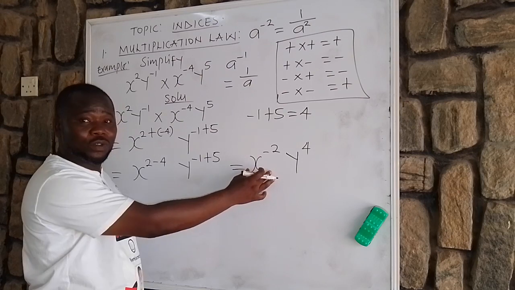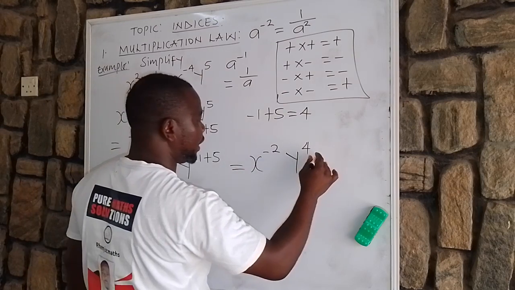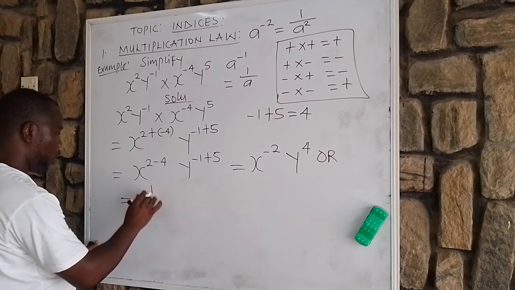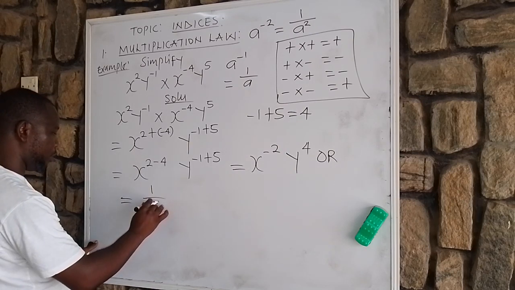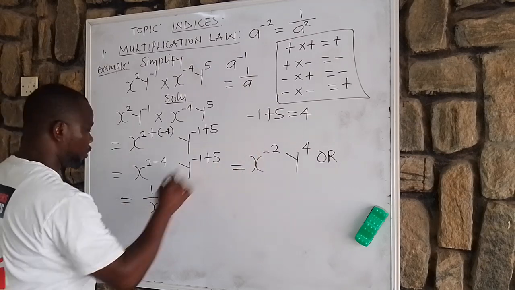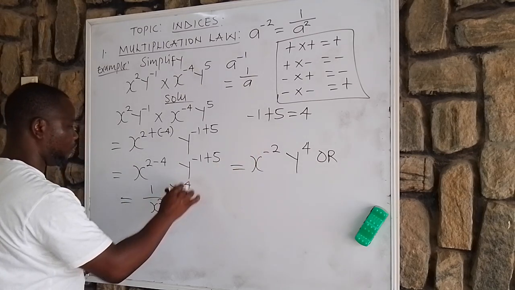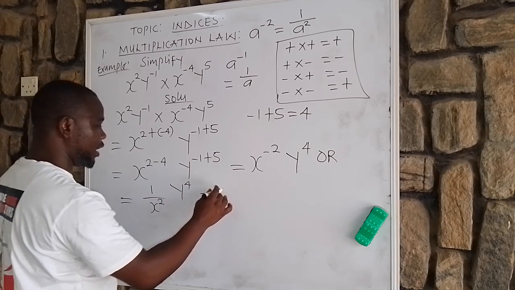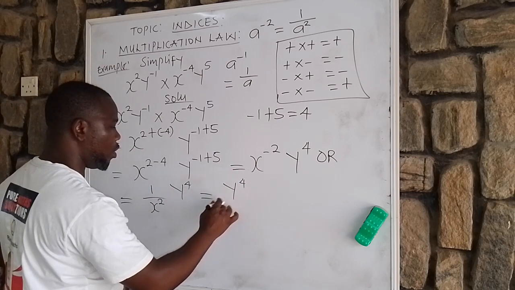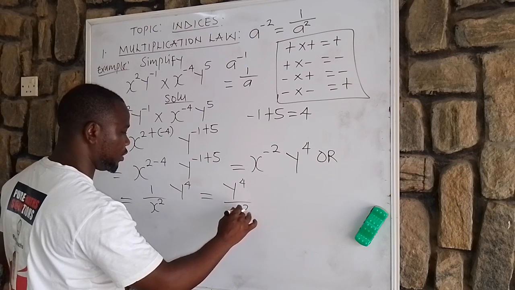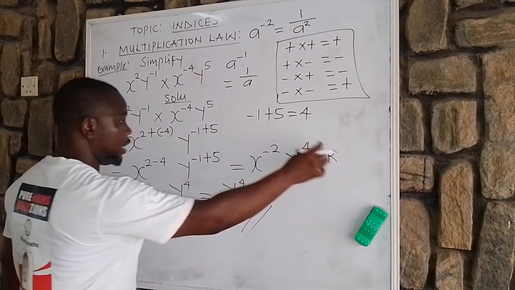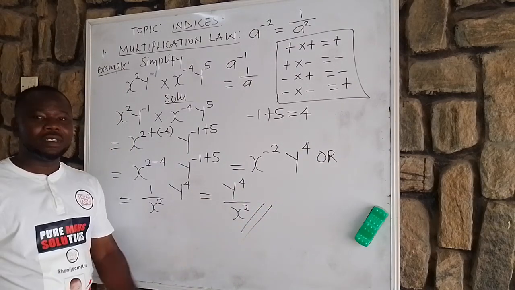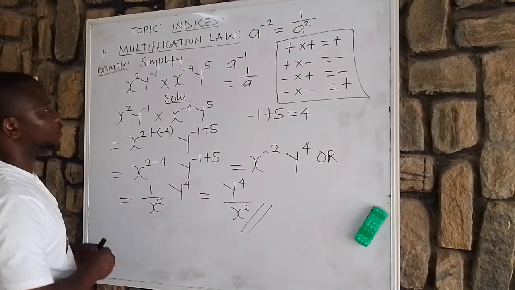So look at it here. We want to do something. We can write this answer this way, 1 all over x raised to the power of 2 times y raised to the power of 4. This is the same thing as y raised to the power of 4 all over x raised to the power of 2. Either you write this answer, or you write this one. This is how we are going to do it.